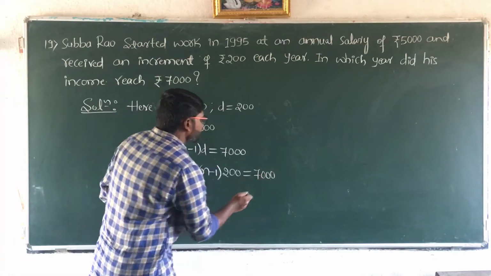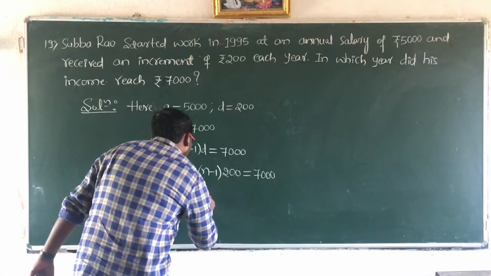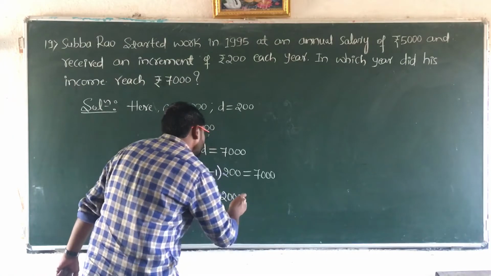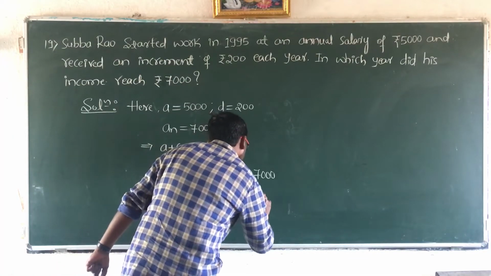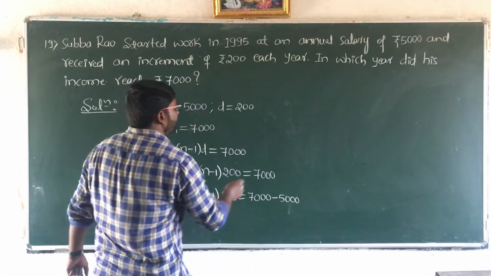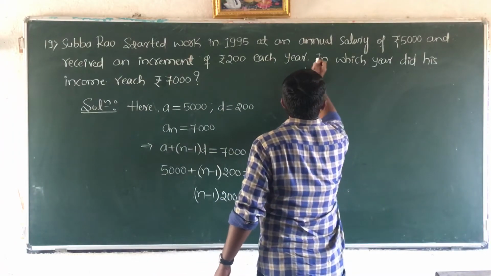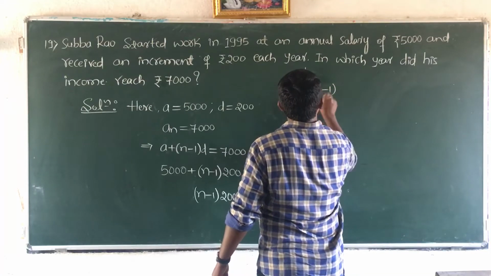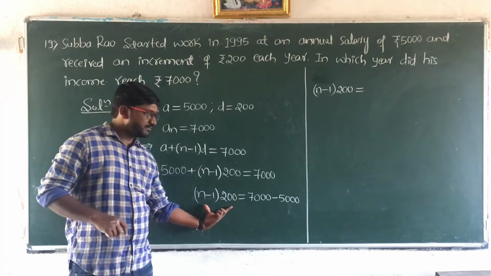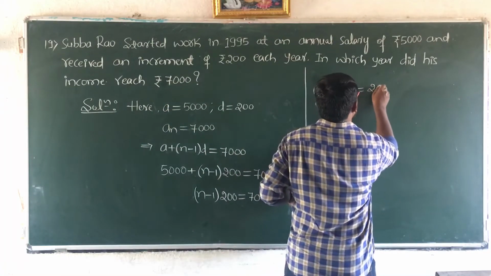Now you take this 5,000 to the RHS, it becomes minus 5,000. So N minus 1 into 200 is equal to 7,000 minus 5,000. So here N minus 1 into 200, which is equal to how much do we get now? We get 2,000 here.